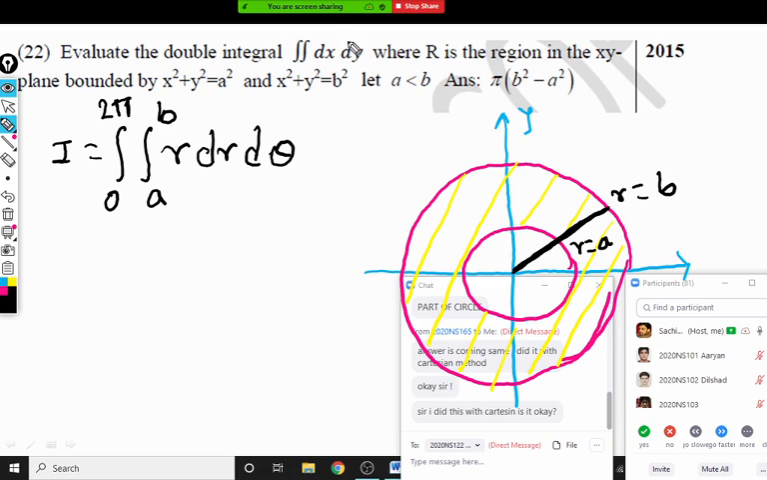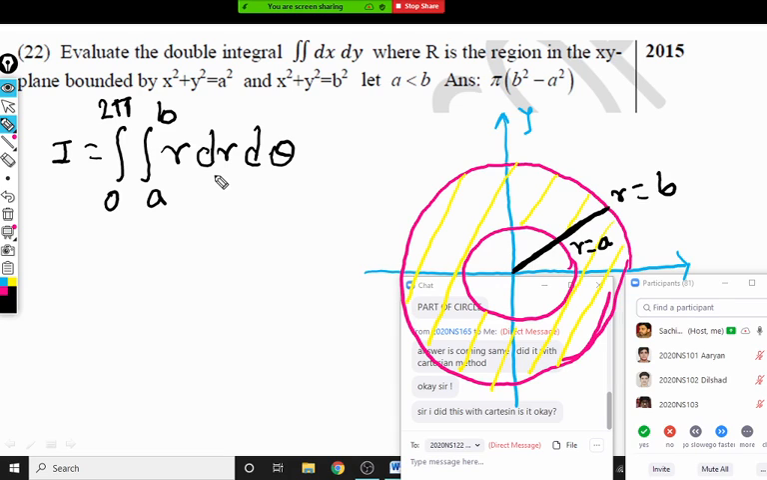And I will tell you one more thing. This formula, double integral dx dy, is the formula for the area of a region. Indirectly, we are calculating the area of the shaded region, and that we can easily get by subtracting the areas. Pi b square is the area of the outer circle, pi a square of the inner circle, so the final answer will be pi b square minus pi a square. But here we have to prove it mathematically, so we are doing this calculation for the area of the shaded region.